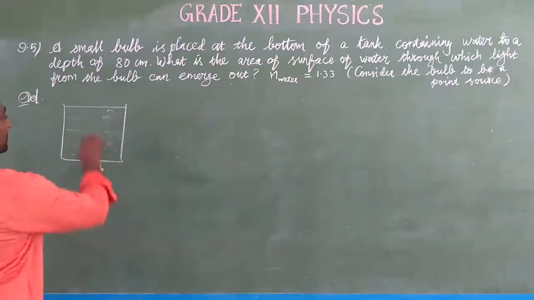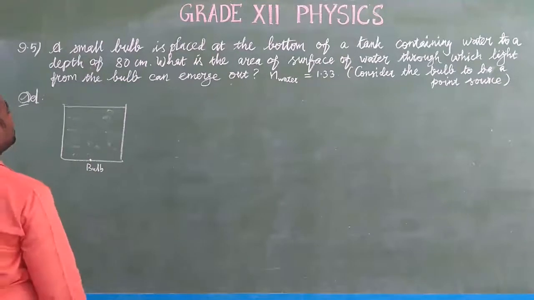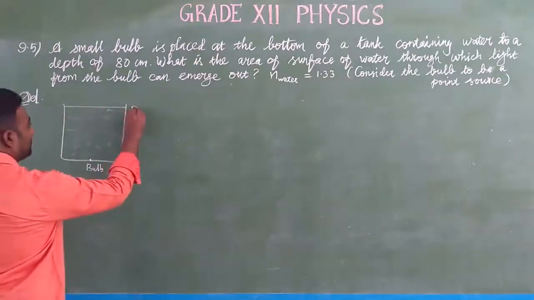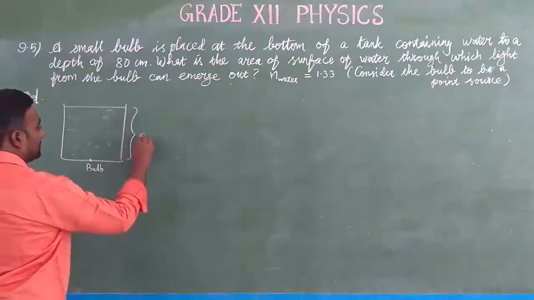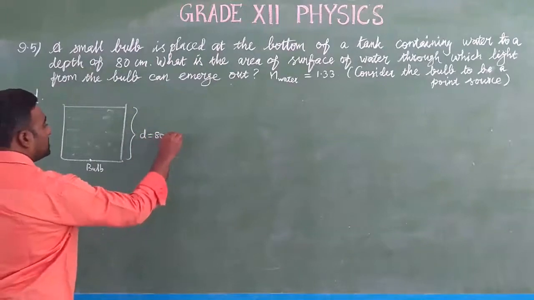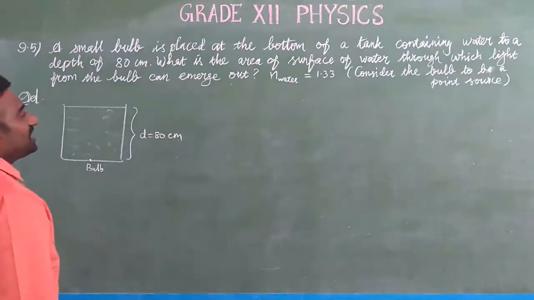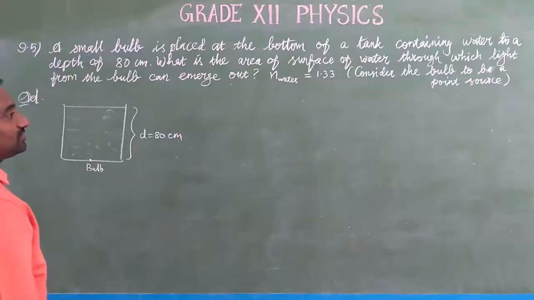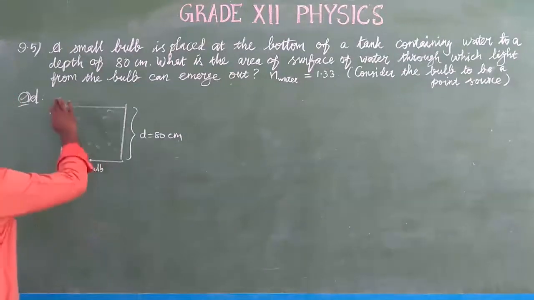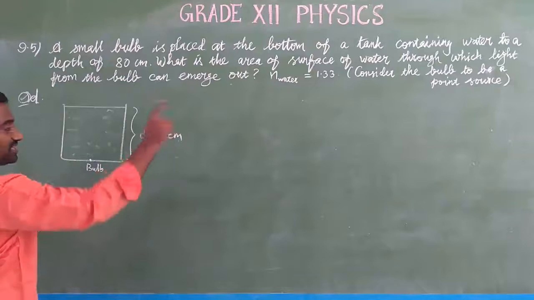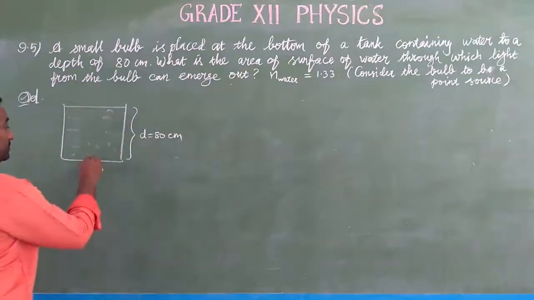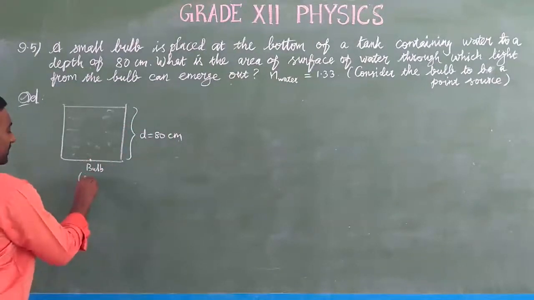The tank contains water to the depth of 80 centimeter. So what is the depth of the water? The depth of the water is 80 centimeter. What is the area of the surface of water through which the light from the bulb can emerge out? And we are given the hint, the bulb to be the point source.